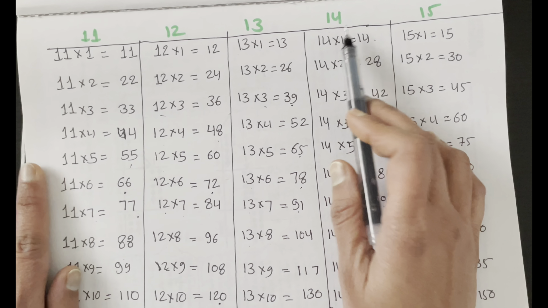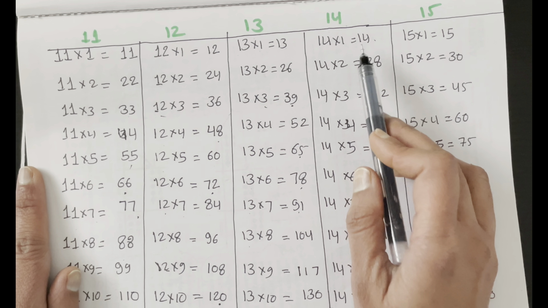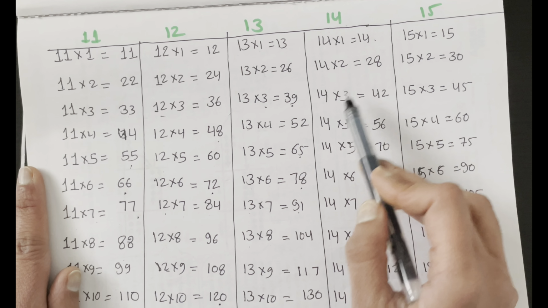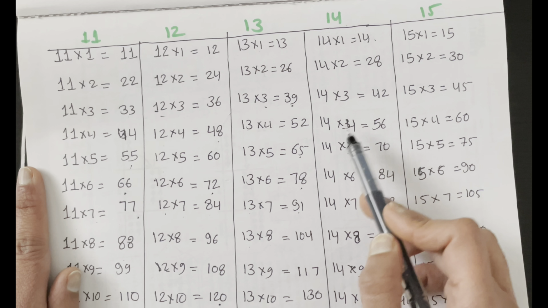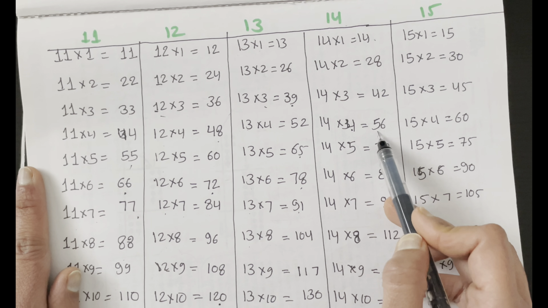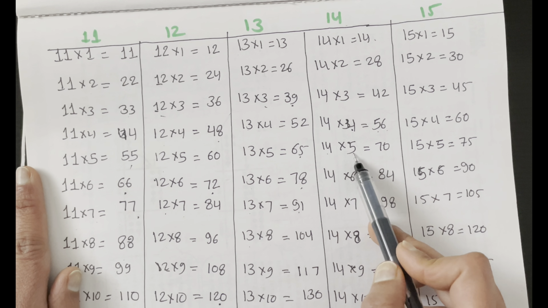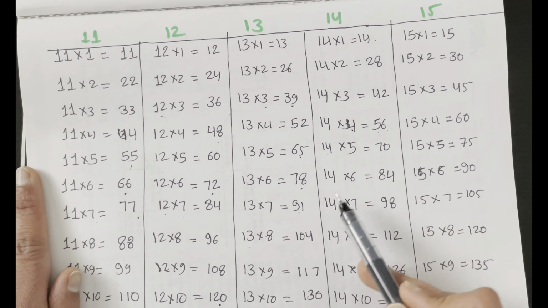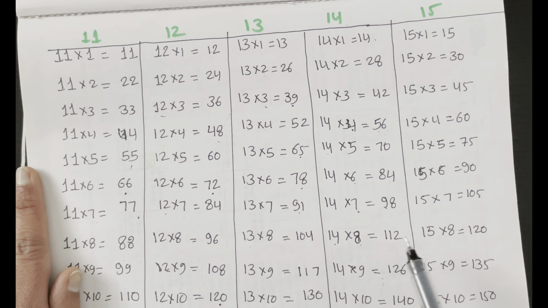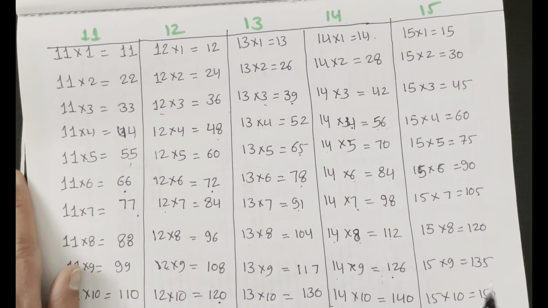Table of 14. 14 times 1 is 14, 14 times 2 is 28, 14 times 3 is 42, 14 times 4 is 56, 14 times 5 is 70, 14 times 6 is 84, 14 times 7 is 98, 14 times 8 is 112, 14 times 9 is 126, and 14 times 10 is 140.